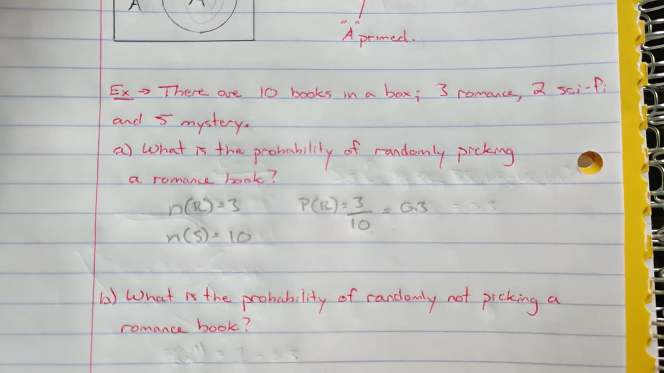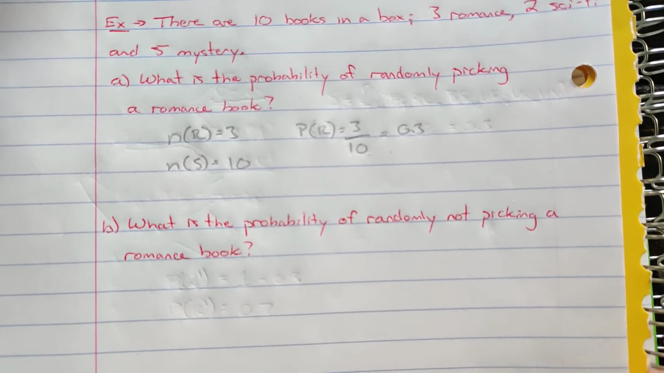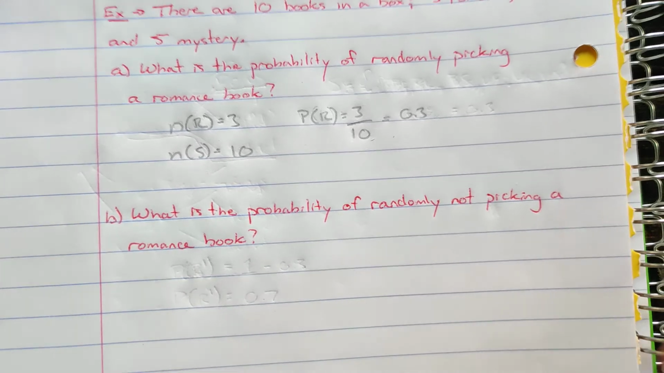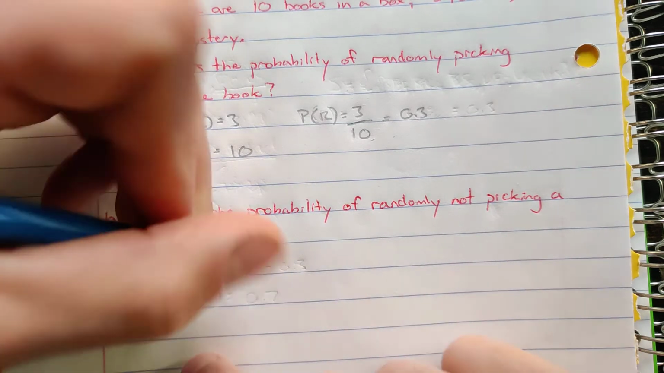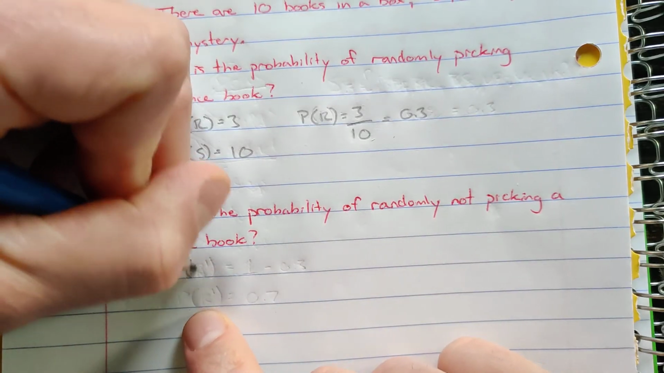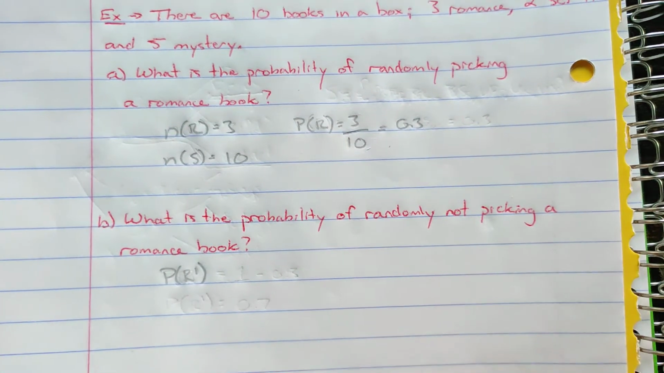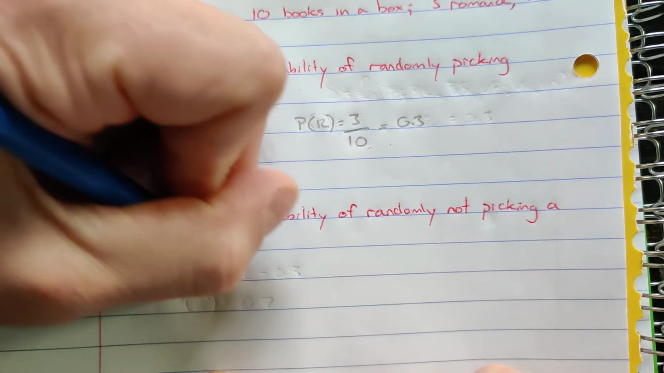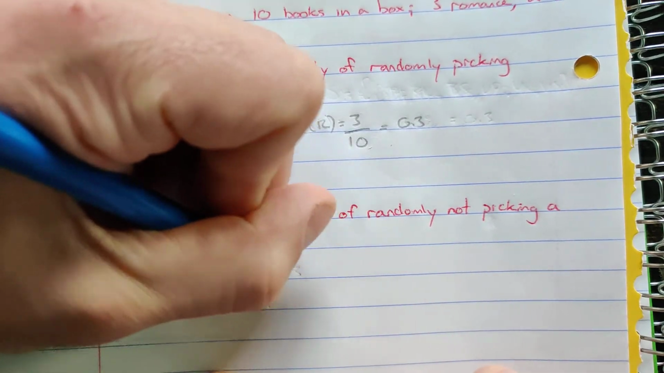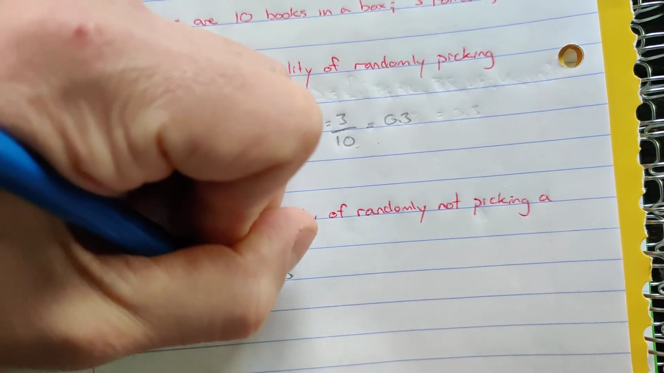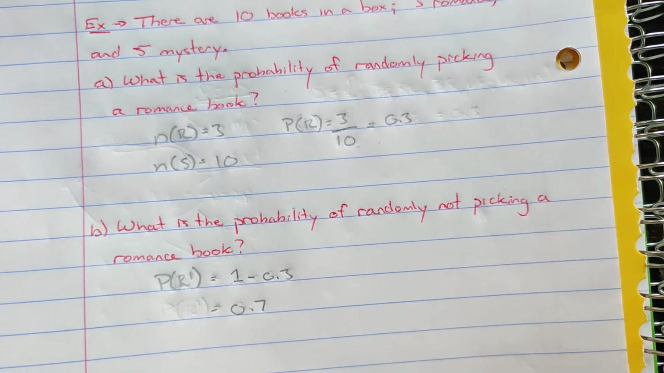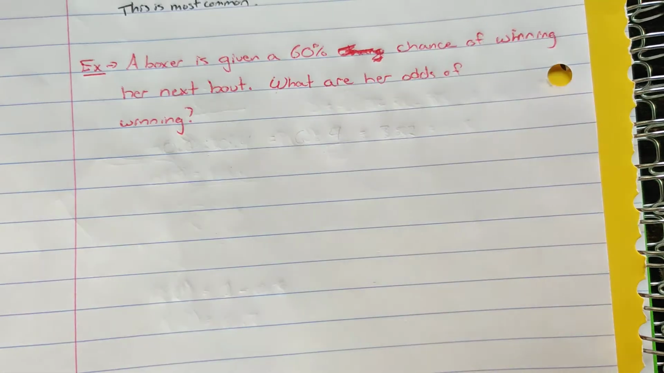Now, what is the probability of randomly not picking a romance book? Well, the probability of picking a romance book is 0.3. So if we want the probability of R primed, not picking a romance book, that is equal to 1 minus 0.3, which is equal to 0.7. So the probability of not picking a romance book is 0.7 or 70%. Now, last bit, odds.